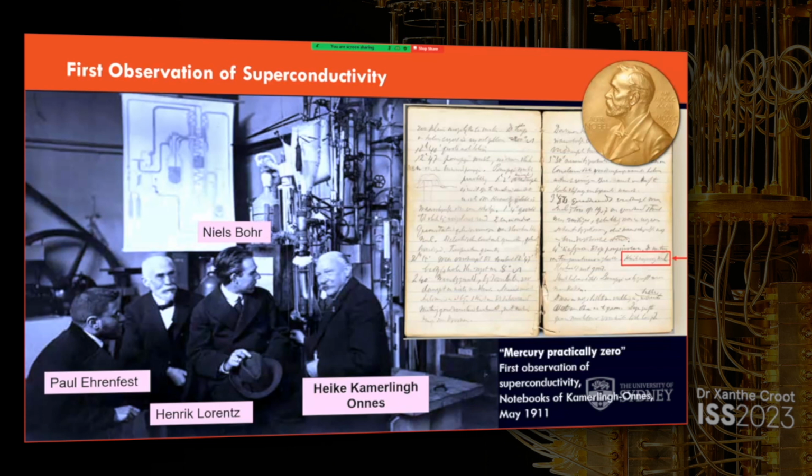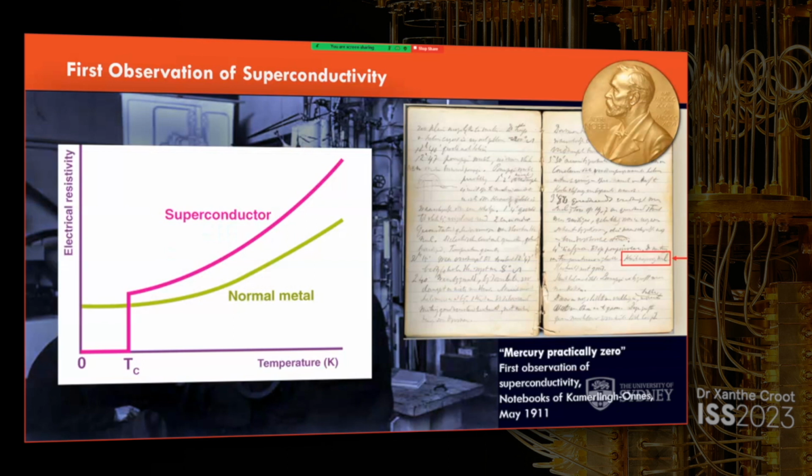So he was in his lab measuring the resistance of mercury as a function of temperature, when suddenly he observed that rather than this normal metal behavior, below a certain temperature, which we call the critical temperature, the resistance of this mercury suddenly dropped to zero. No resistance at all. And this is the historical note in his lab book where he said mercury is practically zero. Apparently he was notorious for taking really bad notes, but he recorded this one.